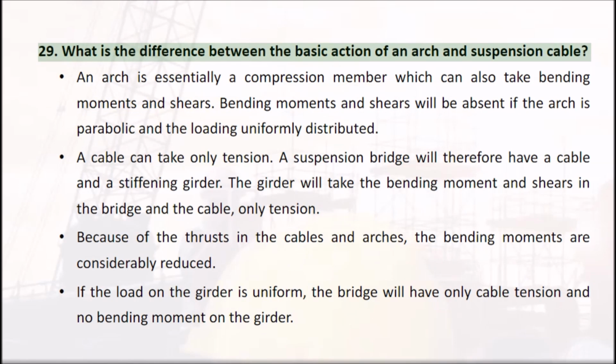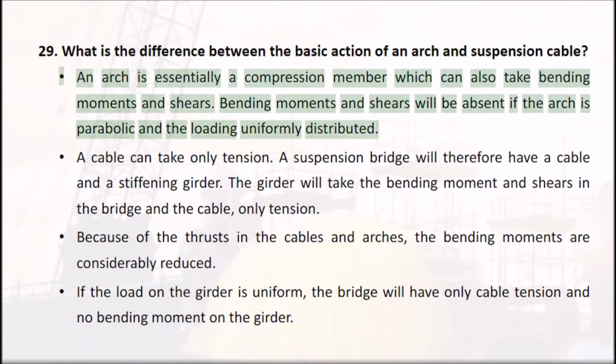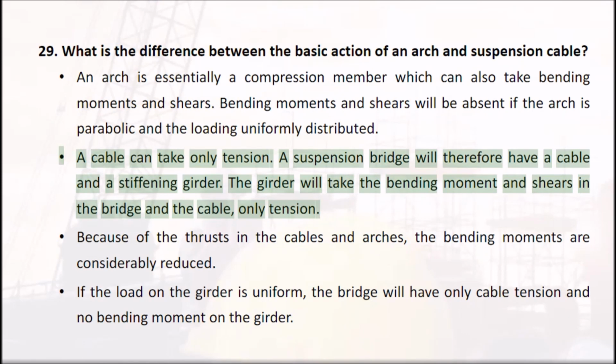What is the difference between the basic action of an arch and a suspension cable? An arch is essentially a compression member which can also take bending moments and shears. Bending moments and shears will be absent if the arch is parabolic and the loading uniformly distributed. A cable can take only tension. A suspension bridge will therefore have a cable and a stiffening girder. The girder will take the bending moment and shears in the bridge and the cable, only tension.